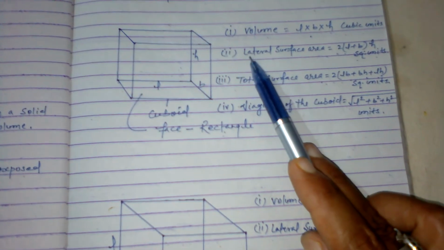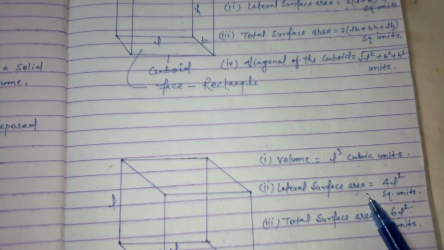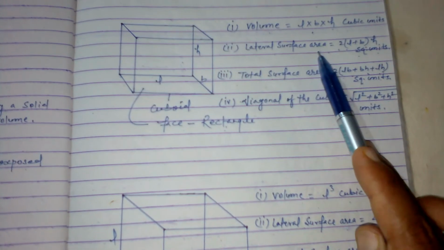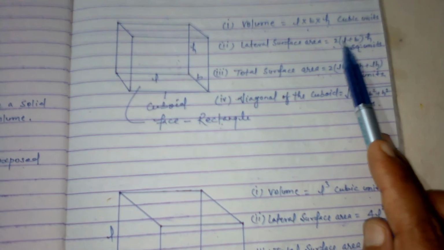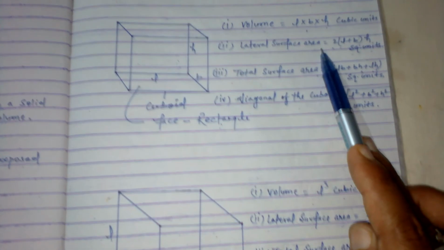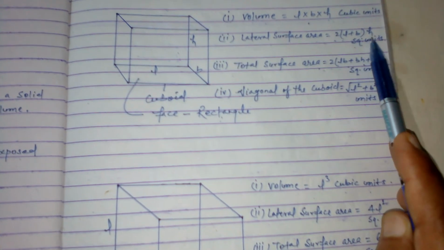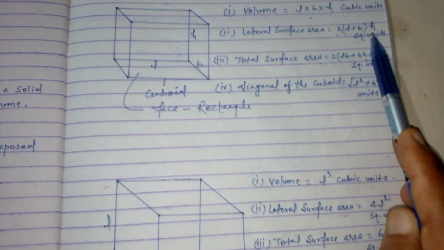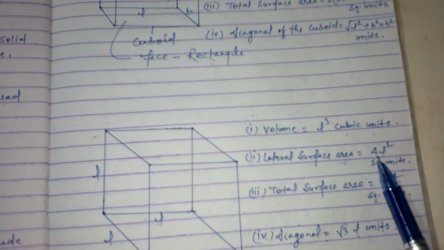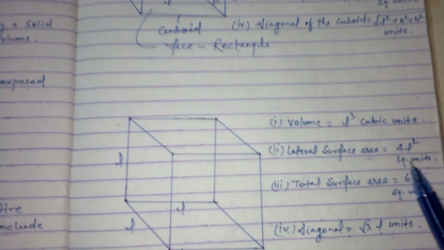From the lateral surface area of cuboid we can calculate the lateral surface area of cube. Here, lateral surface area of cuboid is 2(L plus B) into H. So lateral surface area of cube will be 2(L plus L) into L. L plus L is 2L, 2L into 2 is 4L, 4L into L is 4L square. Therefore lateral surface area of cube is 4L square units.